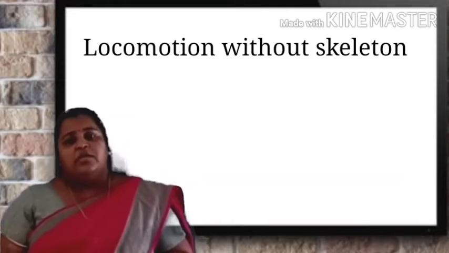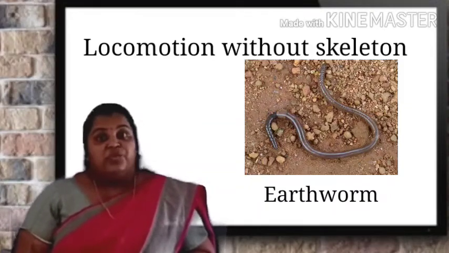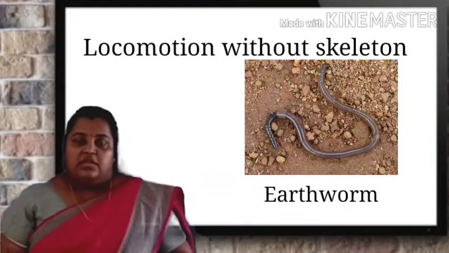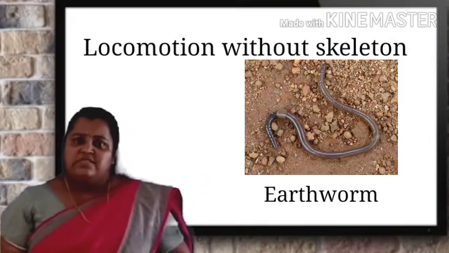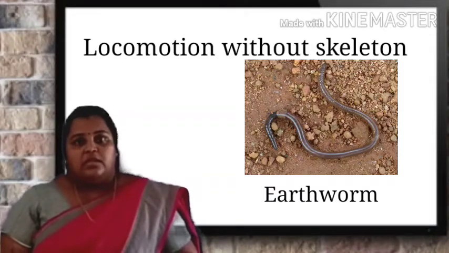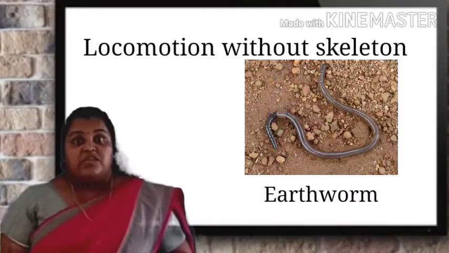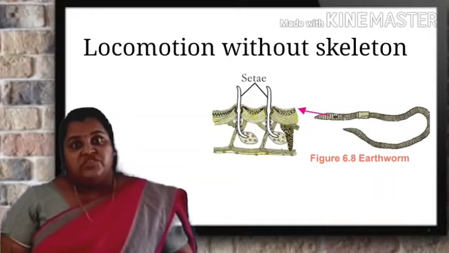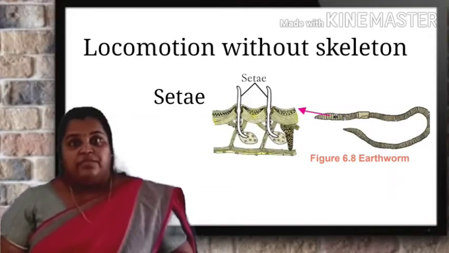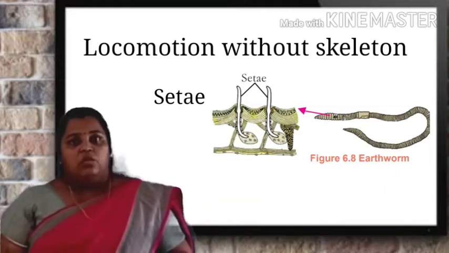In earthworm, there are two types of muscles, longitudinal muscles and circular muscles. The rhythmic contraction of these muscles helps in body movement. Apart from these muscles, they also have some structures projected out from the body known as setae. Setae also help in locomotion.